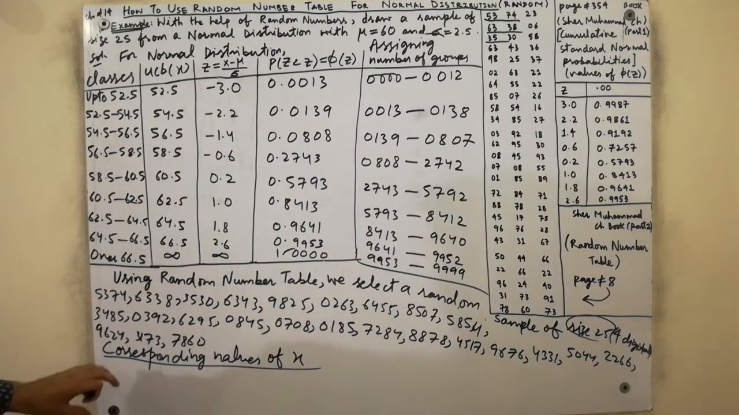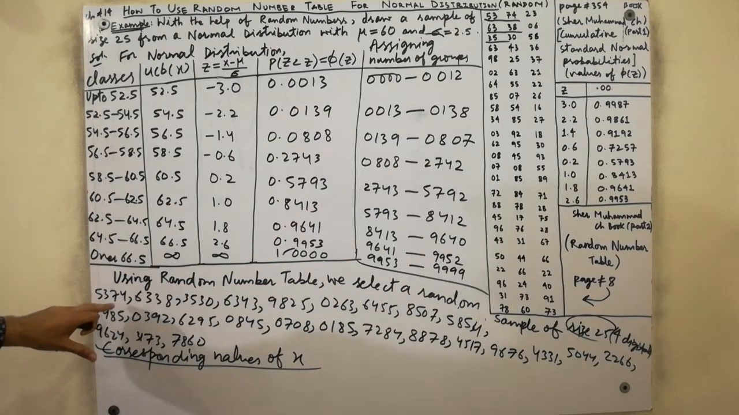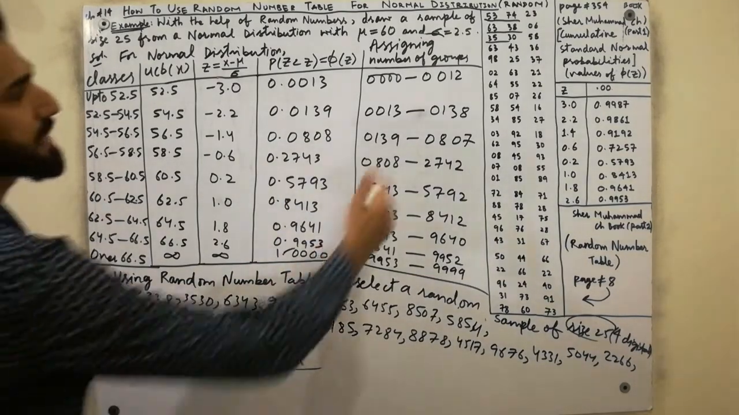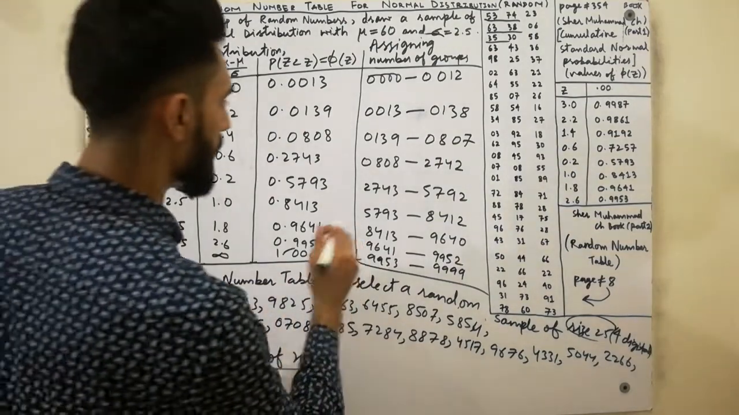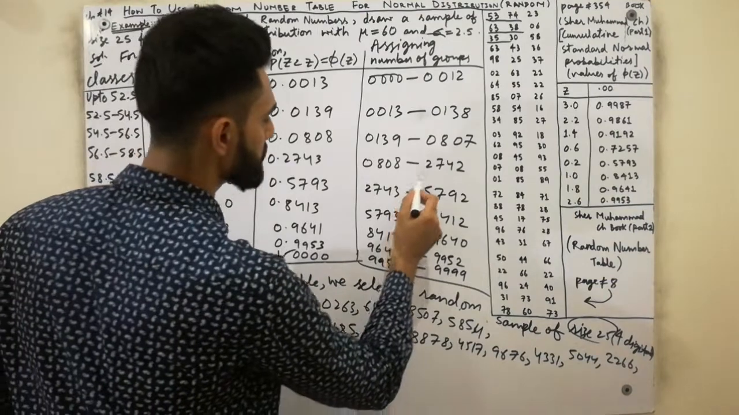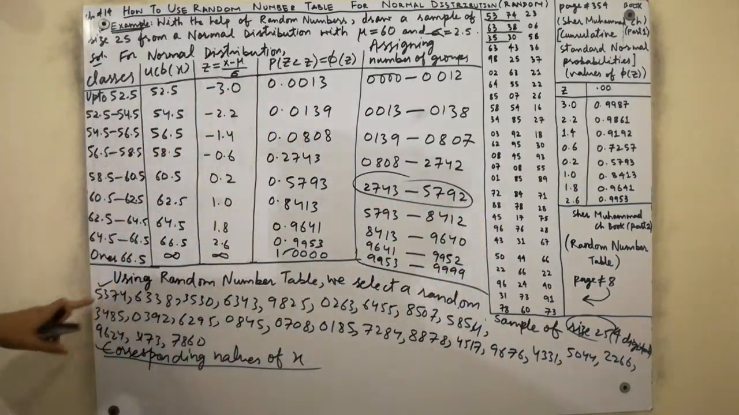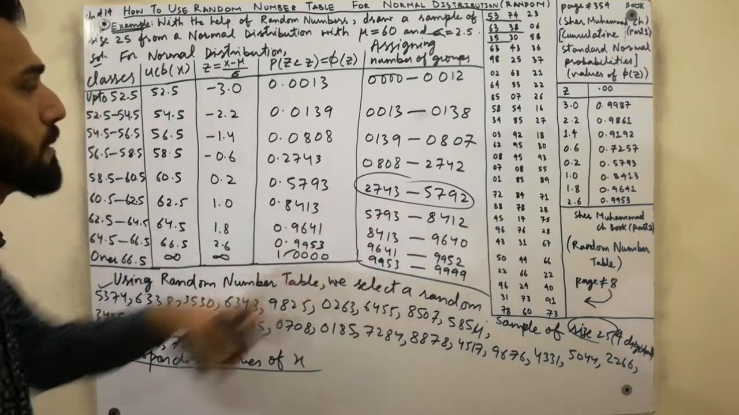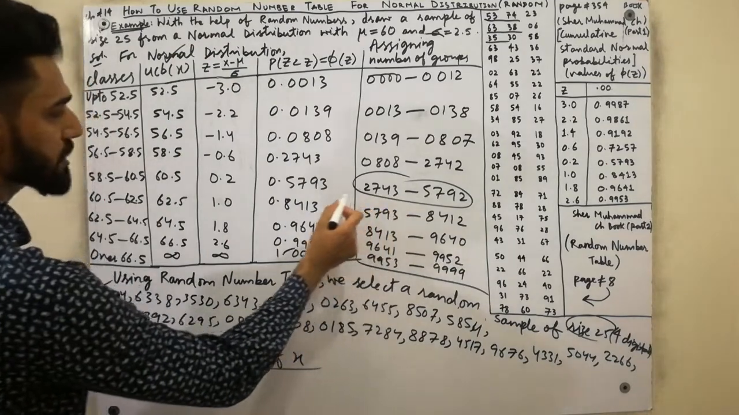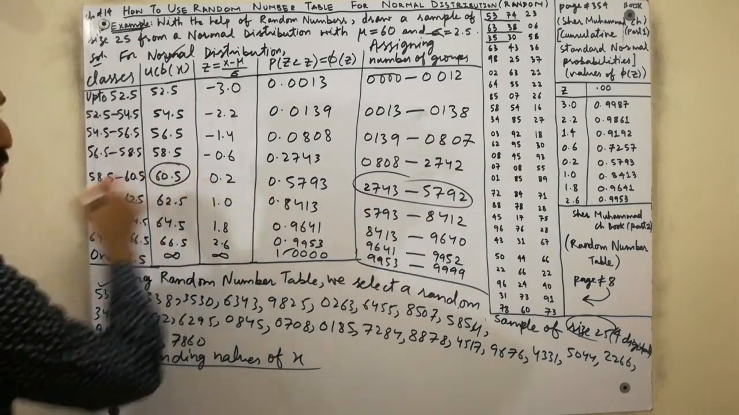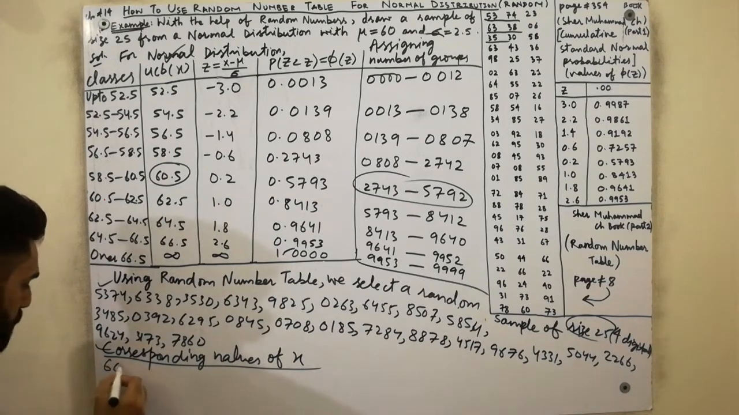You can do it yourself. I tell you a secret and key point here. The first value is 5374. We will search for that value in the groups that are given, to see in which interval that value lies. 5374 lies in that group, and the corresponding value of x is 60.5.